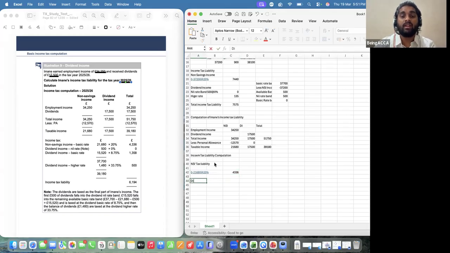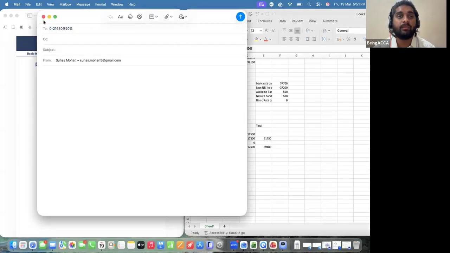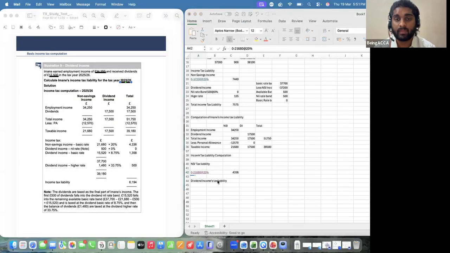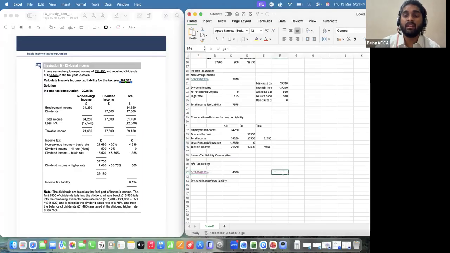Next, let's calculate dividend income's tax liability. But before we do that, we should identify that total income is 39,180, which means it is above the threshold of the basic rate taxpayer. So he'll also be a higher rate taxpayer, which means if for non-savings income a total of 21,680 has been utilized, that is equal to 37,700 minus 21,680, which means 16,020 is the only thing that is available in the basic rate band.